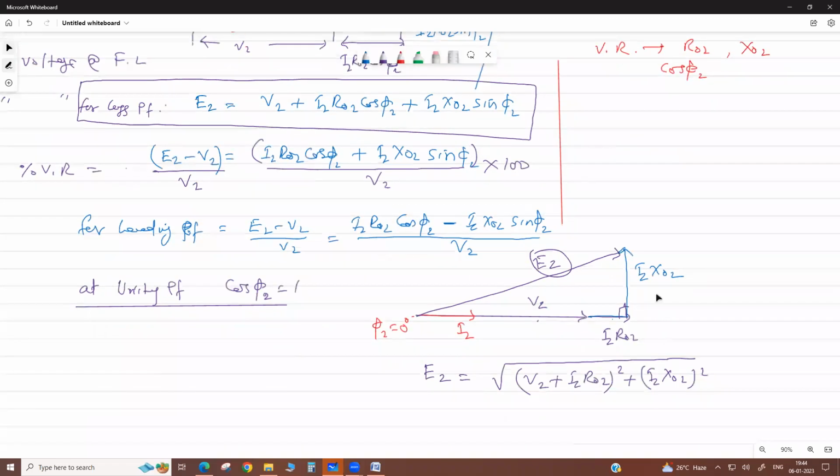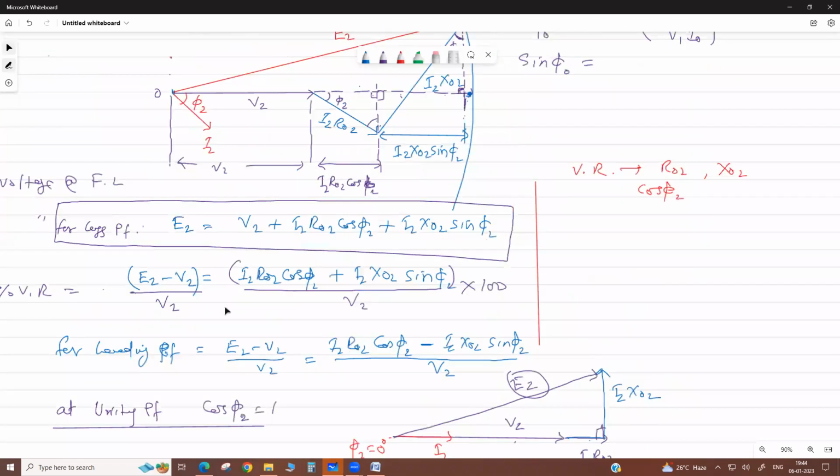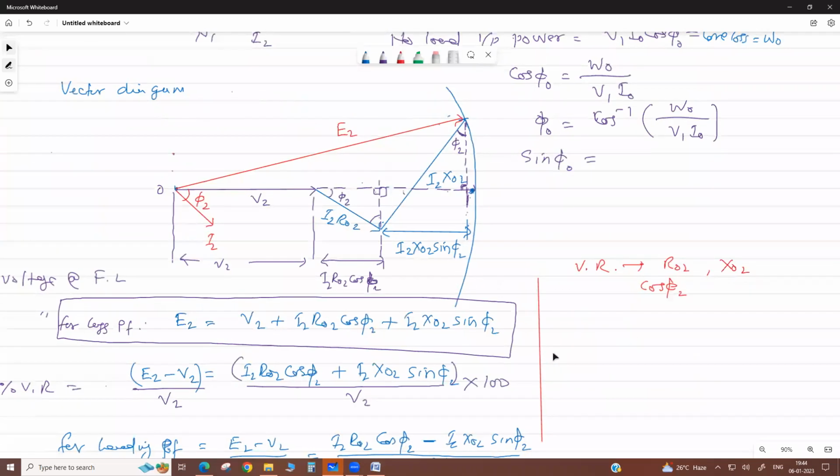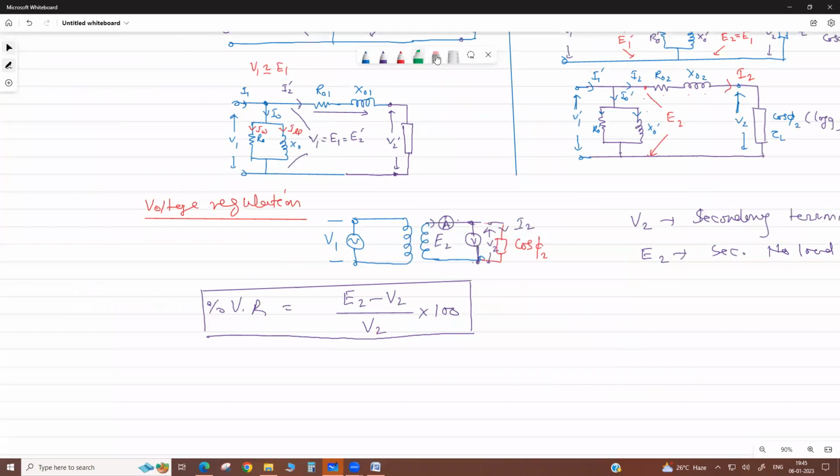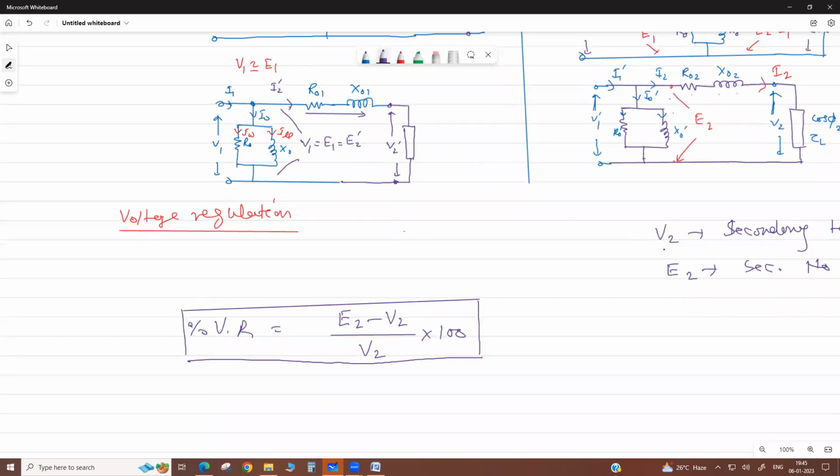Now there is a question. Sometimes they ask as referred to the primary side also. So let us formulate the primary side also. Actually in the primary side the same things apply, but some changes are there. See here, this is as referred to the secondary side. This formula is as referred to the primary side.